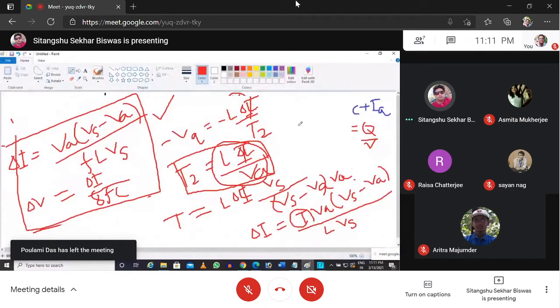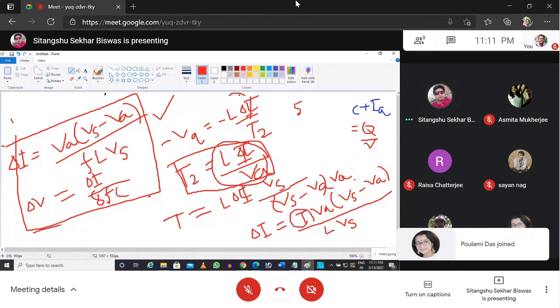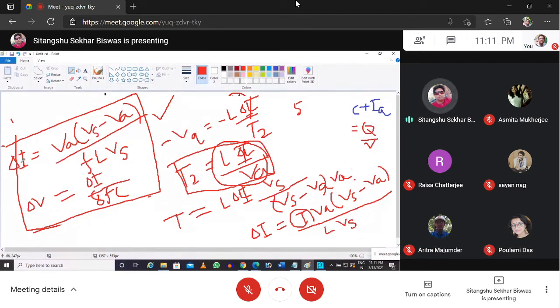So 5 volt, so 5 by 12. Somebody should calculate. I have given already: VA should be 5 volt, VS is given as 12 volt, switching frequency is 25 kilohertz, inductor ripple current is restricted to 800 milliamps. Then find out L. Then the output ripple voltage should be restricted to 20 millivolt. Find out the C. L and C somebody should find out and tell immediately.